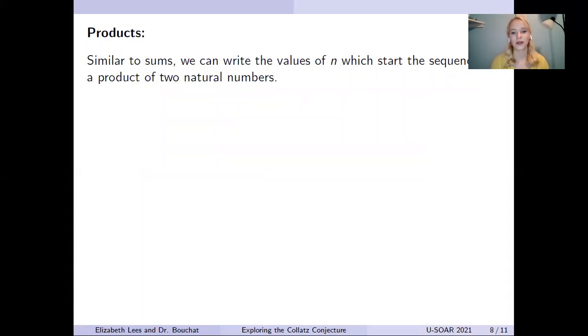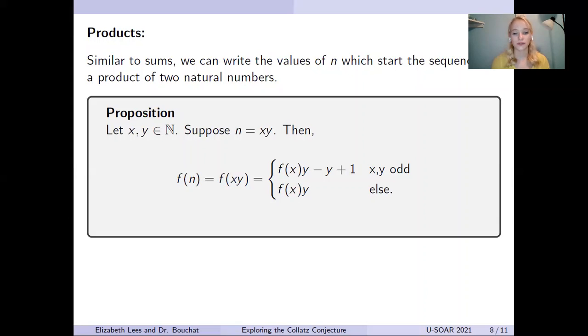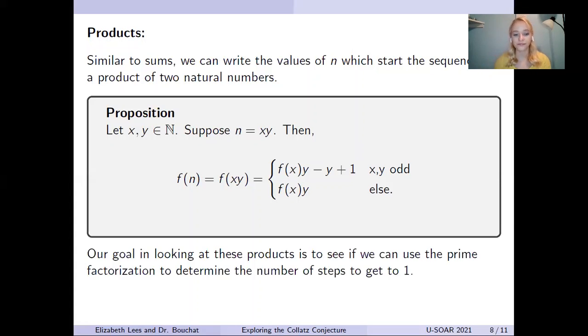Similarly to the way we can write sums, we can write those starting values of n as a product of two natural numbers. We would let n equal x times y. If they're both odd, it will be f of x times y minus y plus 1. In any other case, so one even, one odd, or both even, it would be f of x times y. Our goal in looking at the product specifically was that we were hoping we could use prime factorization to determine the number of steps it would take to get to 1 for certain numbers.